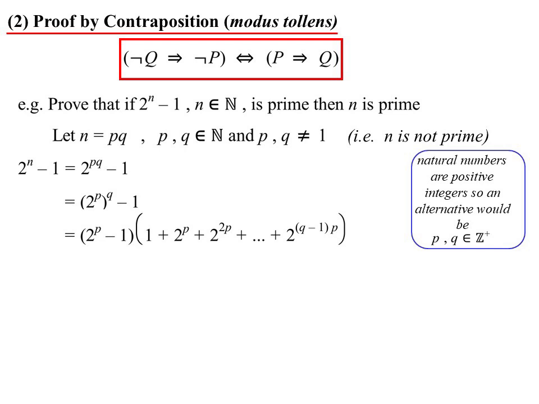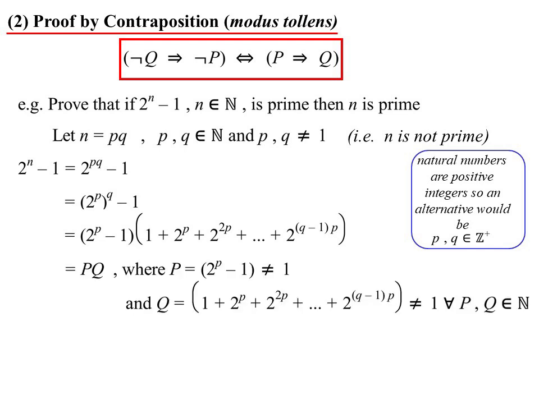Can I now show that neither of those could be 1? It certainly is p times q. Now p is 2 to the power of p minus 1. That can't equal 1 because of the way I've defined things. Remember, I've said p is not equal to 1. Therefore, this is not 2 minus 1. So it can't be 1. Q is 1 plus all of these things, and all of those things are going to be positive numbers. So it's 1 plus something. So Q can't equal 1.